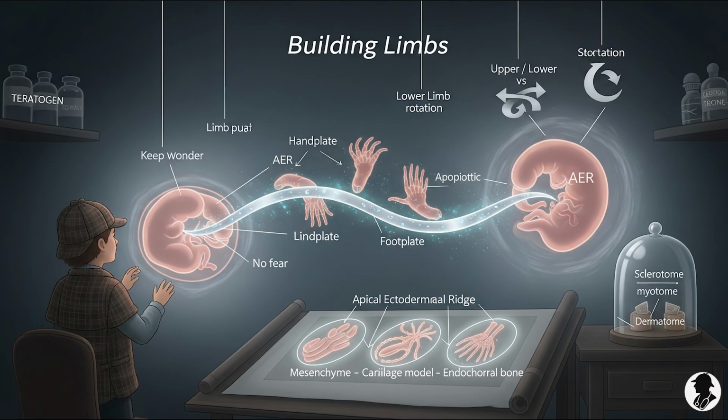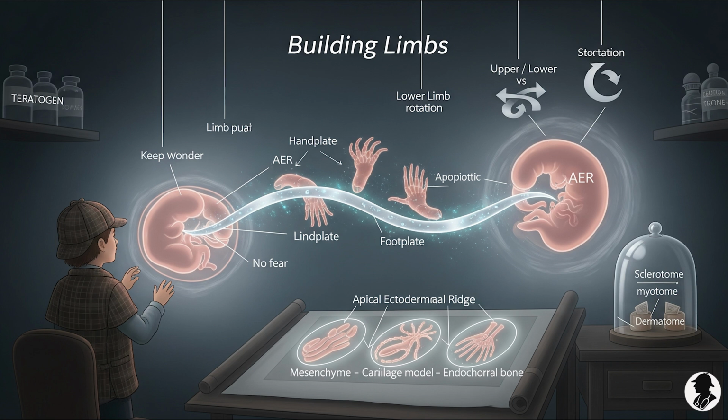So as the digits are being sculpted, the internal framework, the skeleton of the limb, is also rapidly taking shape. How does that elaborate bony structure emerge from a mass of mesenchyme? Simultaneously with digit formation, the limb skeleton begins its intricate development. Starting in week 5, mesenchymal cells condense to form initial bone models. Like a rough draft. Sort of, yeah.